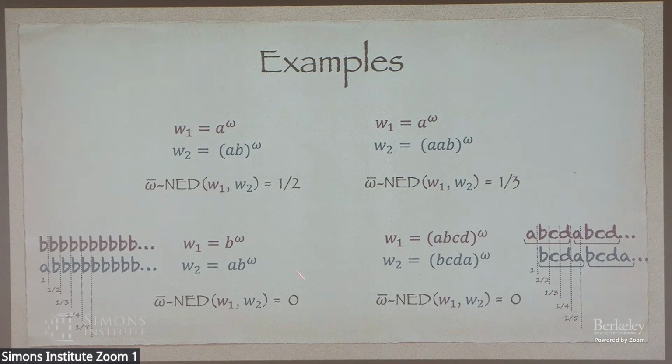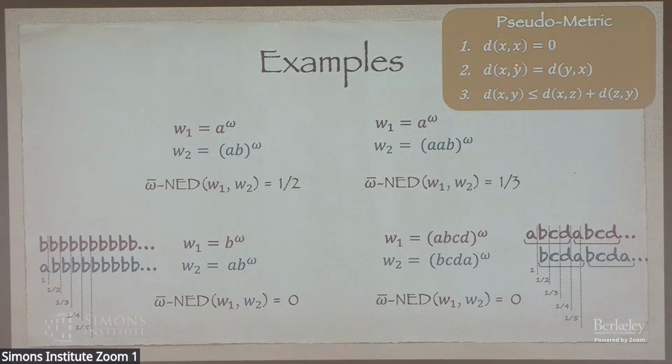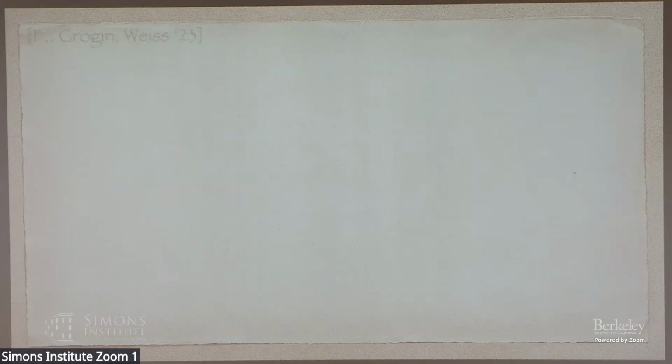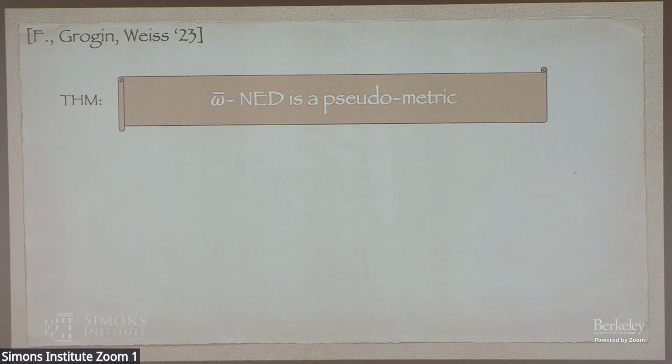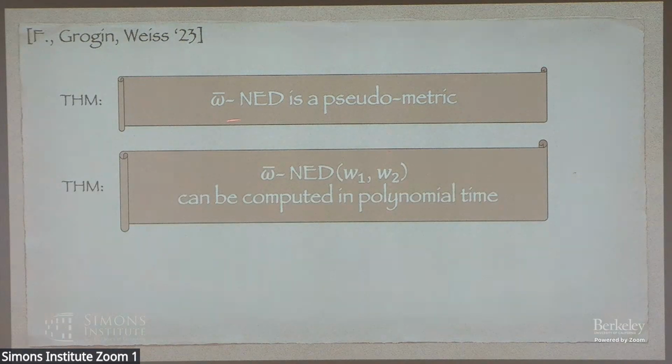This doesn't go along with the definition of a metric, because you have two elements whose distance is 0 while they are actually different. But what we get is what's called a pseudometric, where we just demand that if they are the same, the distance is 0, and otherwise we don't care. We show that omega NED is a pseudometric. You can also use omega JED or omega SED, with the other normalized edit distances, and they will also be pseudometrics. It's just a property of lim sup operating on a metric. Then we wanted to compute the distance between two words, and we managed to show that it can be computed in polynomial time. This is the meat of this work.